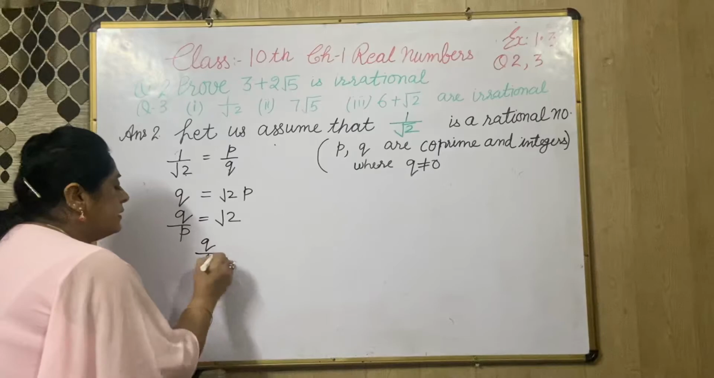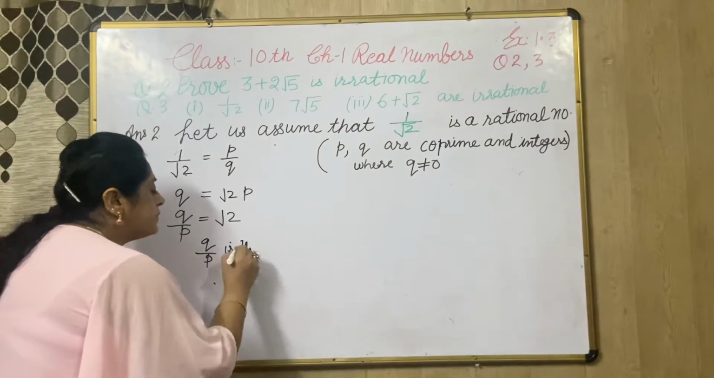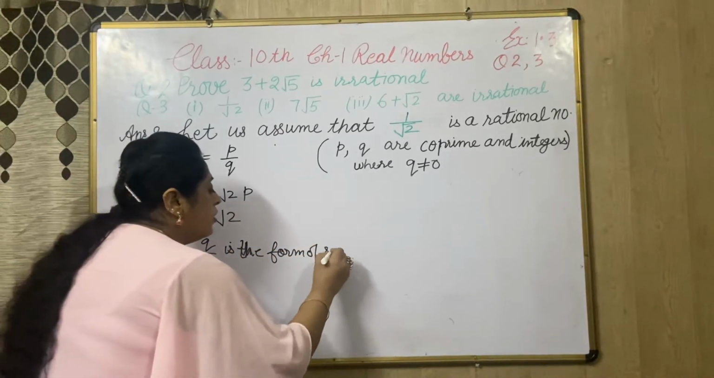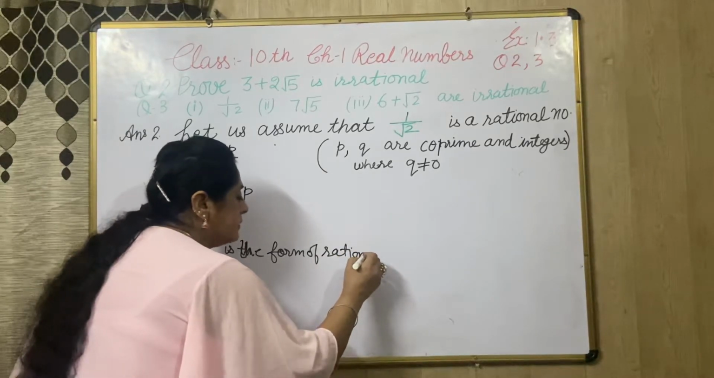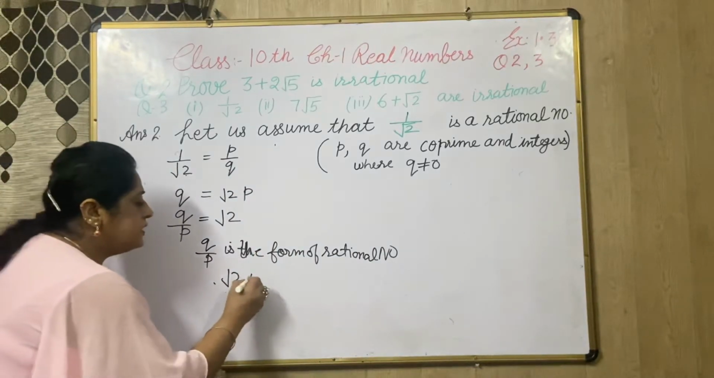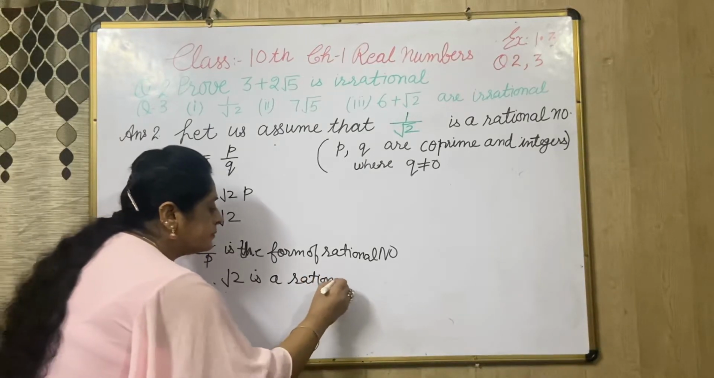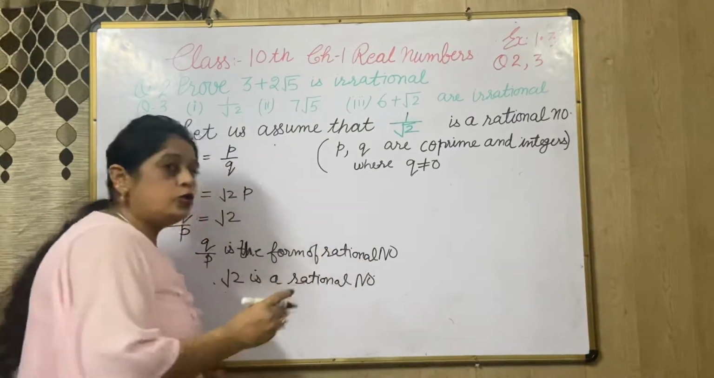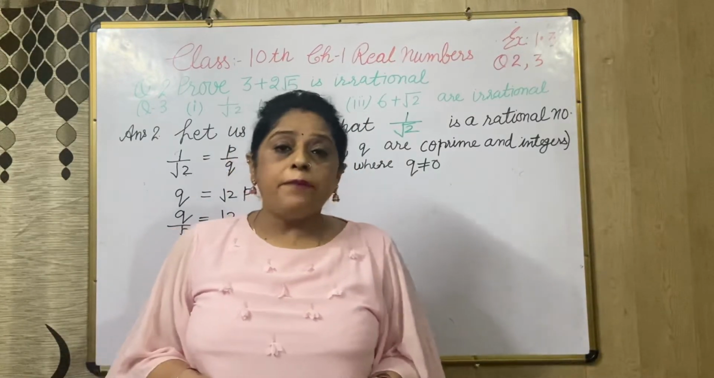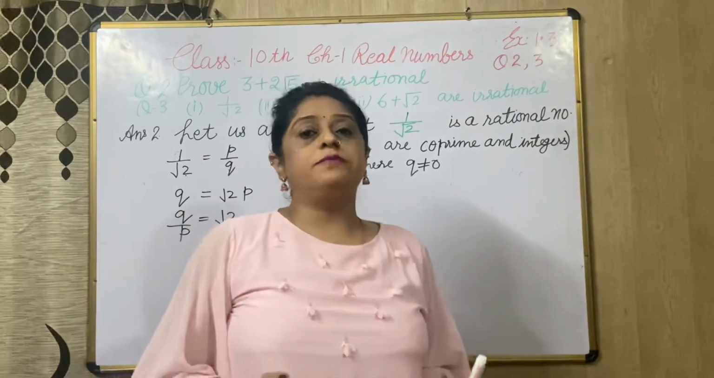Q by p, or either p by q form, is the form of a rational number. It means root 2 is a rational number. But you know that root 2 is an irrational number. Why has this happened? Because our assumption is wrong. Our contradiction method assumption is wrong.